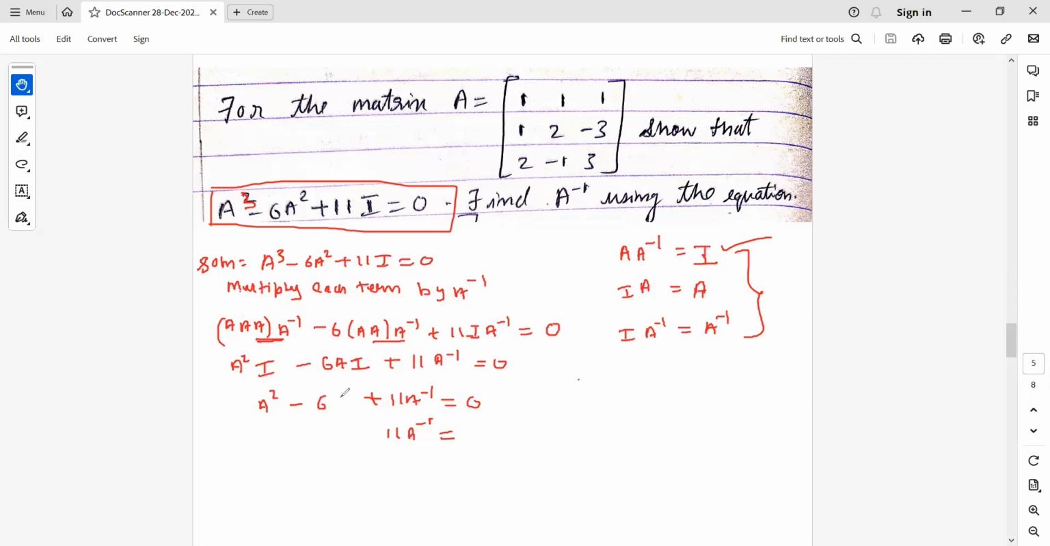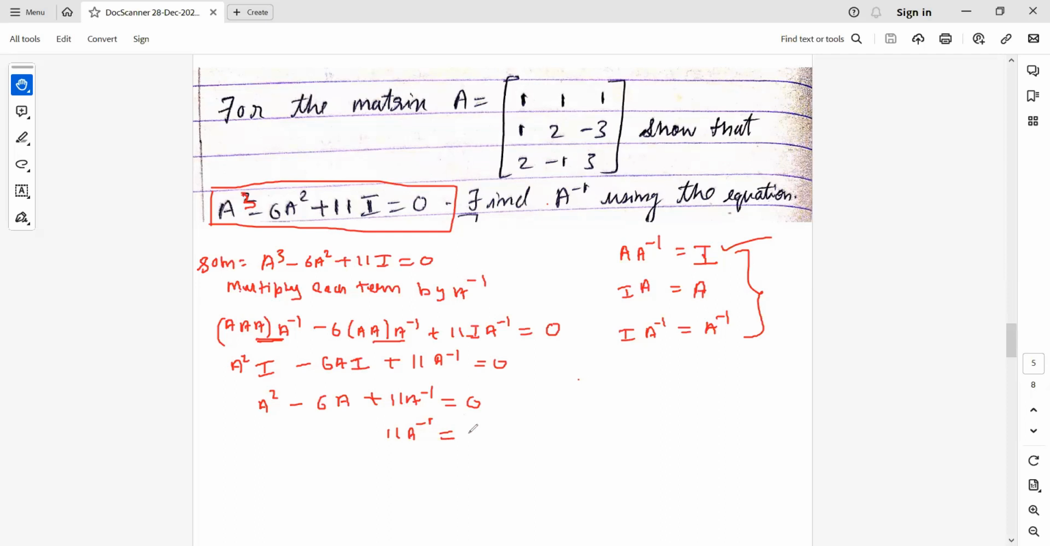So just try to understand once again all these. First we are writing A cube as A into A square, A into A inverse, and then I we are multiplying by A inverse. So here, we need to make a group of A and A inverse, it will be equal to I. A into A will be equal to A square. Similarly, A you keep as it is, A into A inverse will be I, and this is what we are getting. On simplifying, A square into I, any matrix with identity matrix will be itself. So A square into I will be A square. A into I will be equal to A, and 11 into A inverse will be 11A inverse.